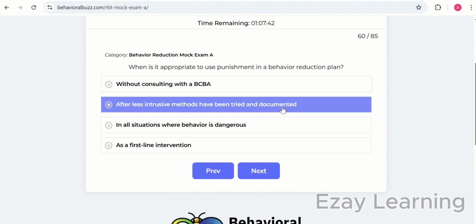After less intrusive methods have been tried and documented and they did not work, then it is appropriate to use punishment.